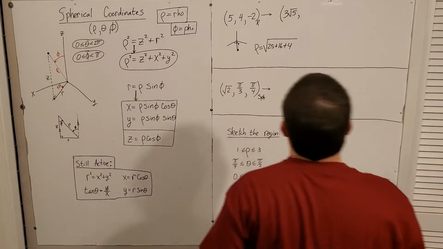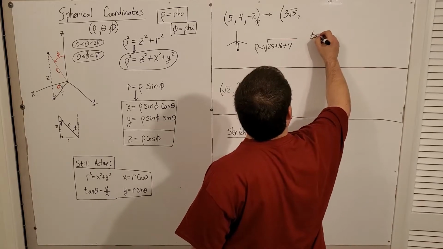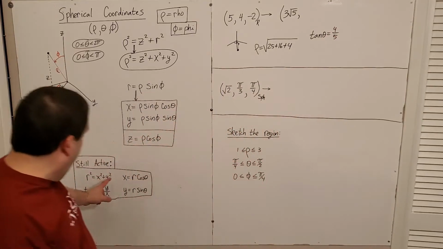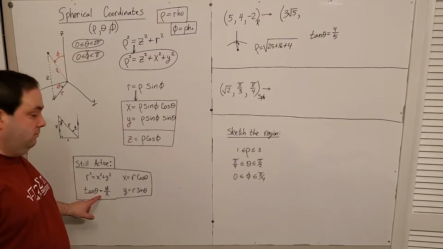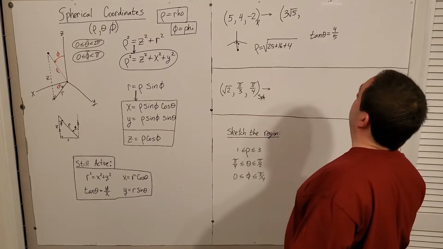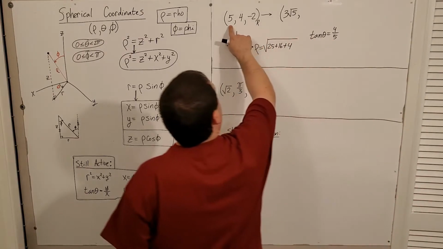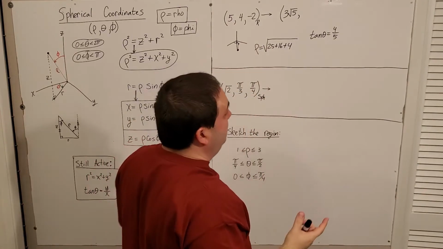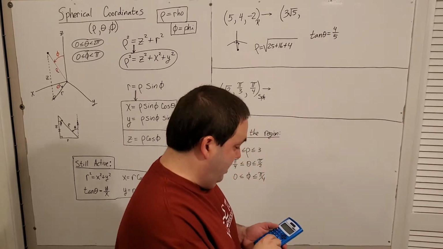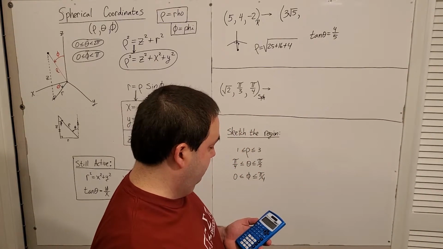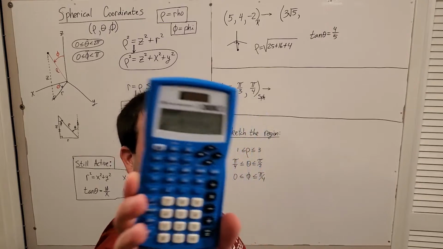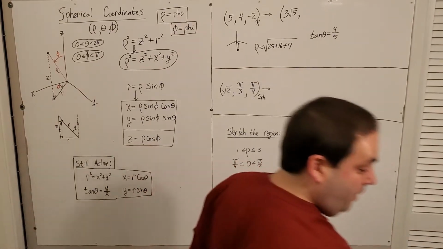Okay, what about theta? Well, tangent of theta is still equal to y over x. Remember, that has not changed. Still the same, because it's the same theta whether you're in cylindrical or spherical. And (5, 4) is in the first quadrant, so I don't need to do any kooky tactics here. I'm simply going to do the inverse tangent of 4 over 5. In radians, I'm getting 0.675 for inverse tangent of 4 over 5.